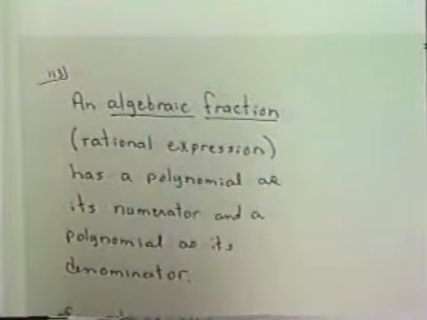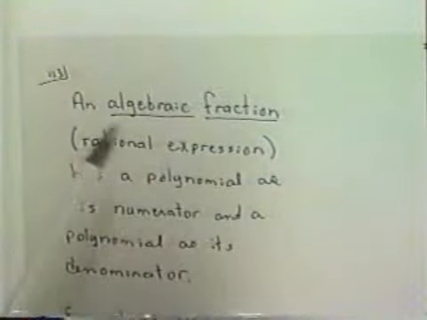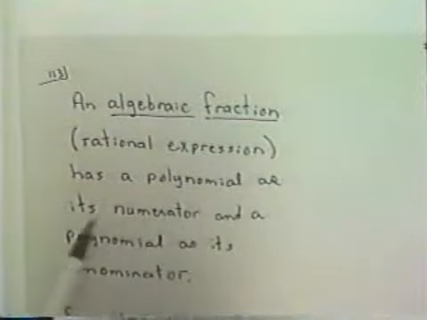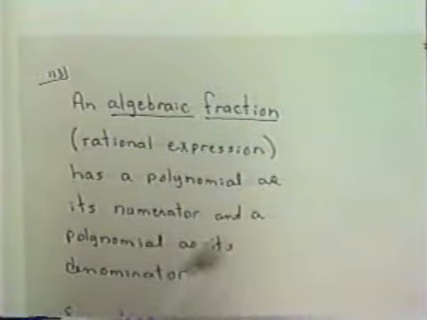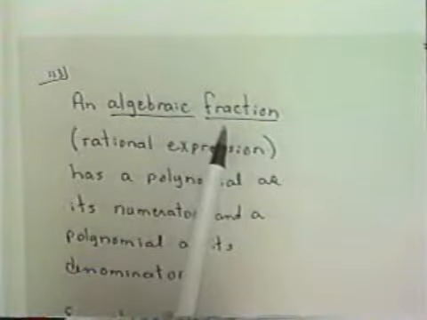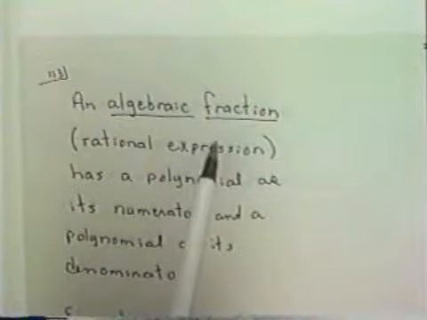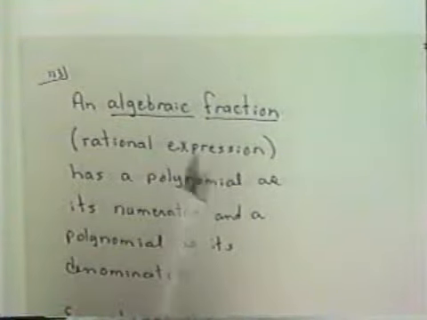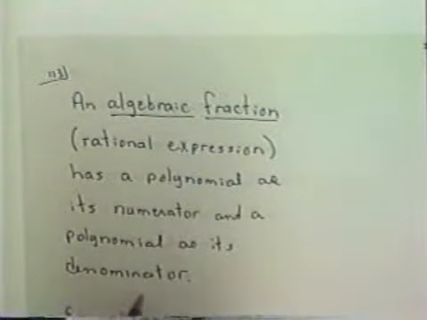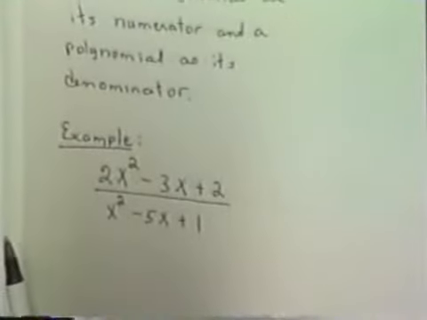We'll start today's lesson by examining an algebraic fraction's meaning. An algebraic fraction, or a rational expression, has a polynomial as its numerator and a polynomial as its denominator. Whereas in common fractions, you have numerators, which is the expression on top, and denominators, which is the expression on the bottom. In algebraic fractions, the numerator and the denominator are both polynomials. Let's look at an example.